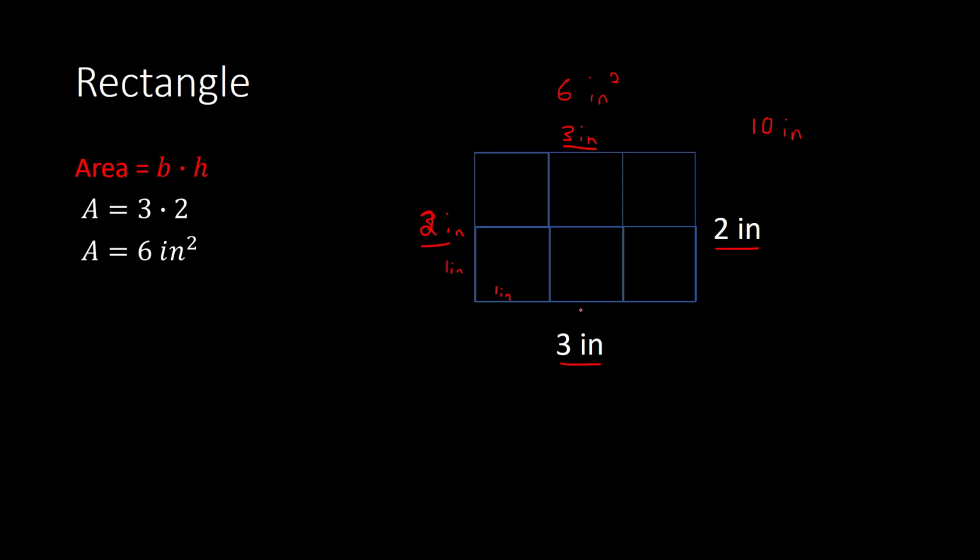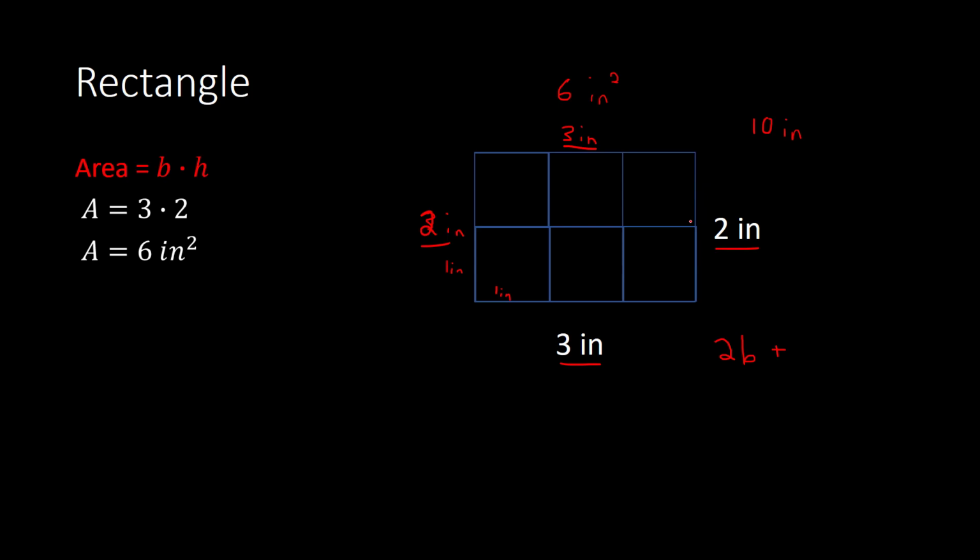Now the question is, how can we find 10 inches without having to count like that? Maybe there's a little quicker way to do this. Well, notice with the rectangle, the top and the bottom will be the same. So if we take 2 of the bases, so 2 of the bottoms, we would have 2 3s, which is what we have in this case. We have 2 3s, and then if we can add in the height, but we have 2 of those heights.